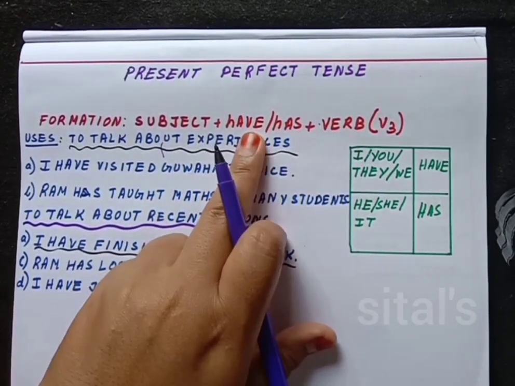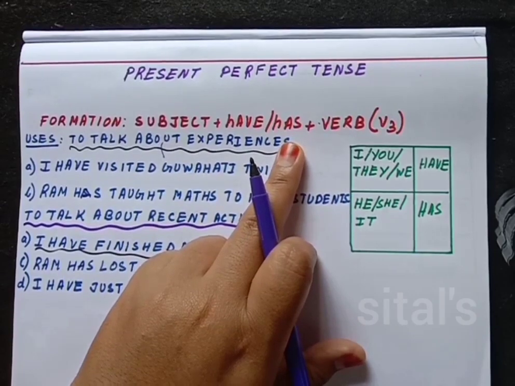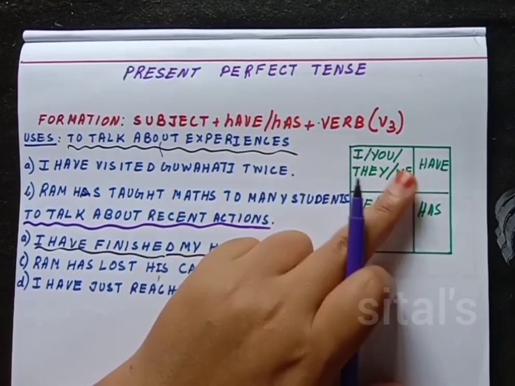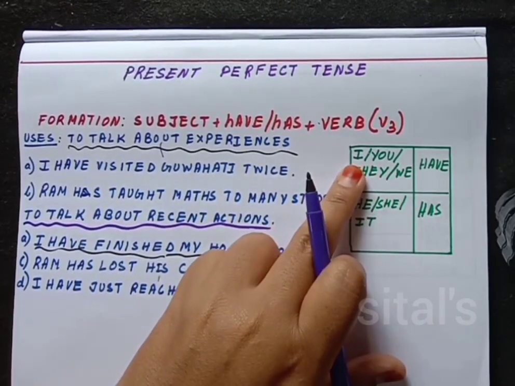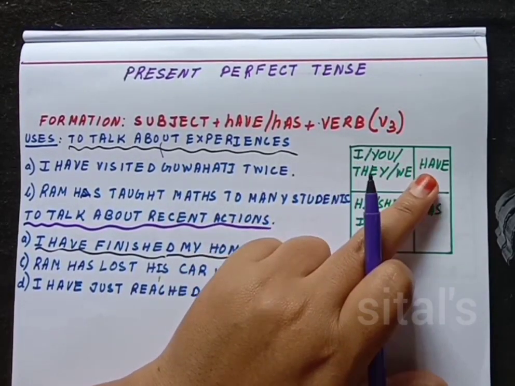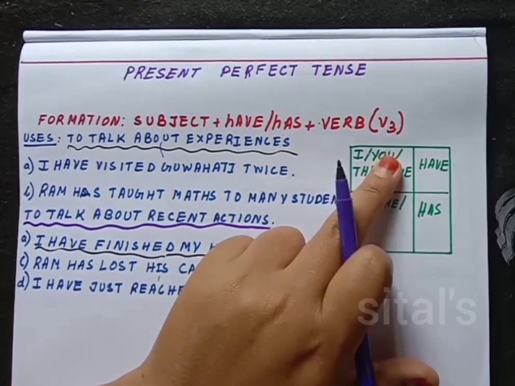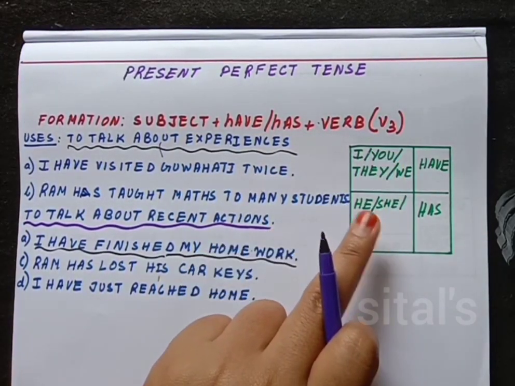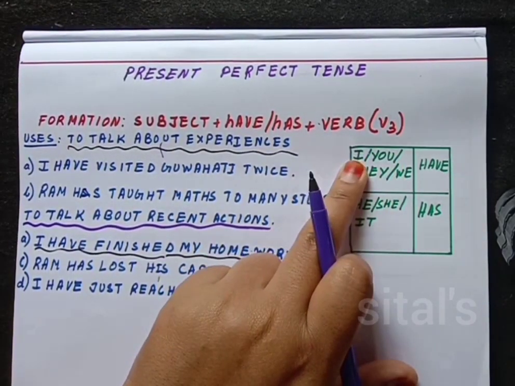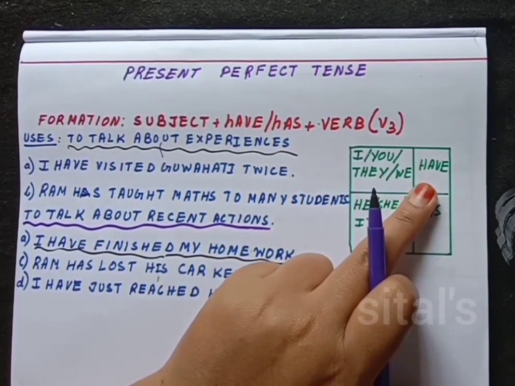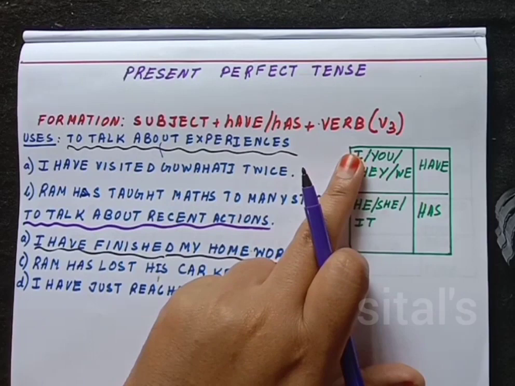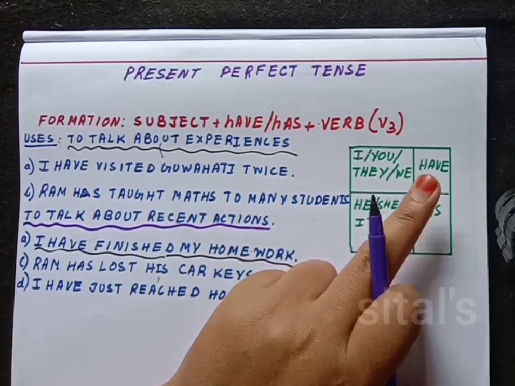So the formation of present perfect tense is subject plus have or has plus the third form of the verb. When do we use have and when do we use has? Have is a plural verb and has is a singular verb. With first person and second person, we use have. I is first person, you is second person. With the first person pronoun and second person pronoun, we use have.